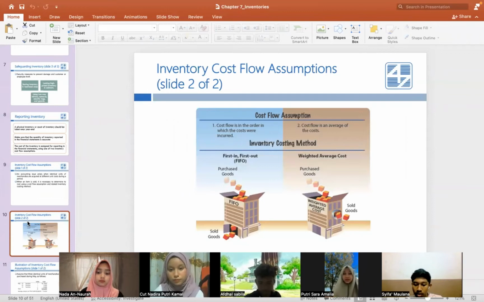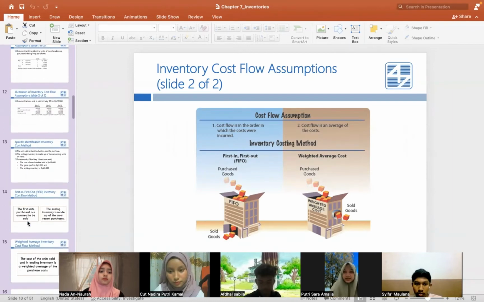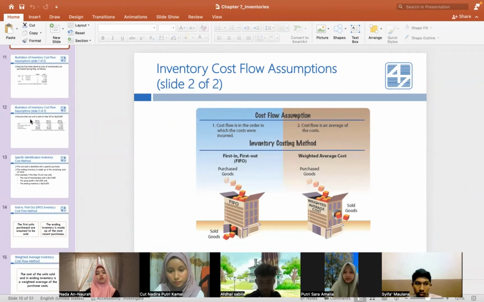For the cost flow assumption, the first is cost flow in the order in which the costs were incurred, and the second is cost flow as an average of the cost. For the inventory costing method, the first is FIFO, or first in first out, and the second is weighted average cost.